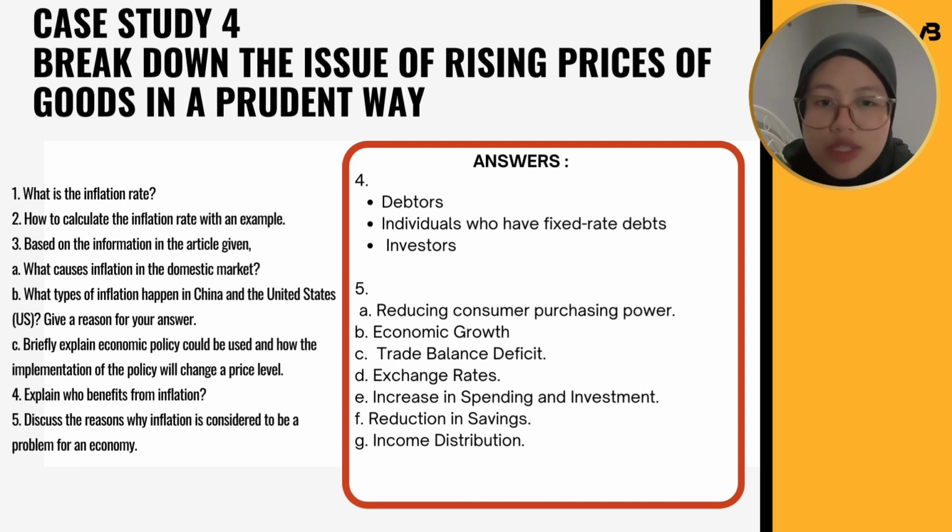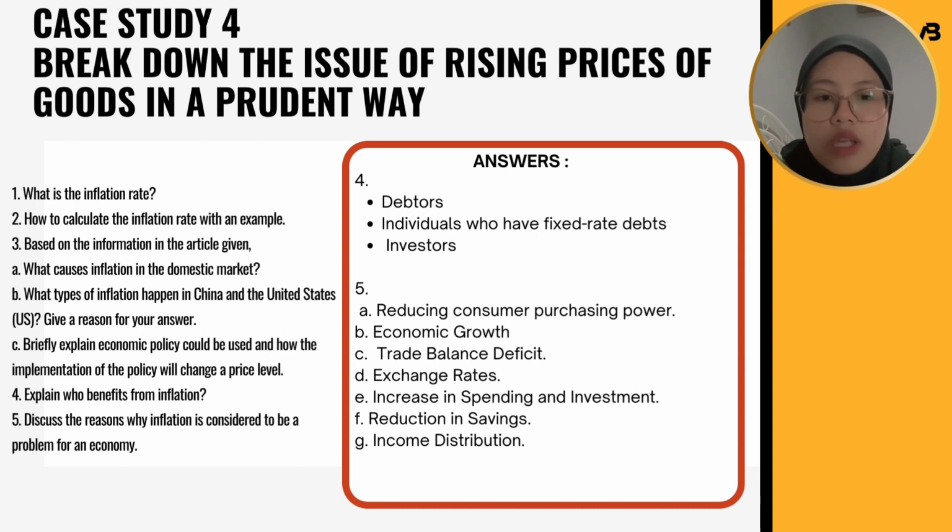F, reduction in savings. The purchasing power of money decreases when the inflation rate rises. As a result, individuals are less likely to save their money. The public is more inclined to invest in other ways rather than saving.